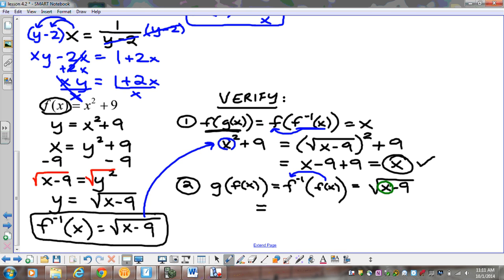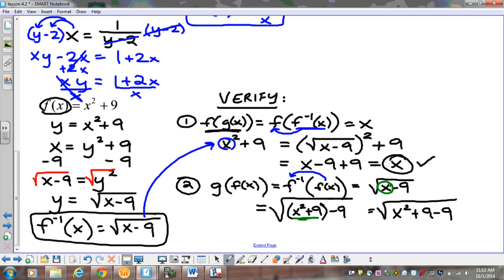So that's going to look like this. We have the square root of, in place of that x, I'm going to put my original function, which was x squared plus 9. Oops, that should be a minus 9. There we go. So we got a minus 9. So again, that's my x. All right, so square root of x minus 9. All right, nothing can simplify, so I'm going to drop my parentheses. So it's the square root of x squared plus 9 minus 9.